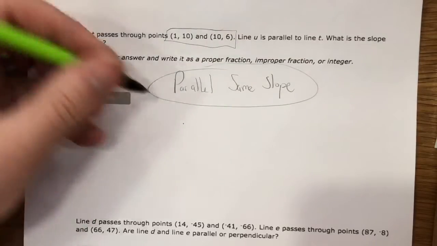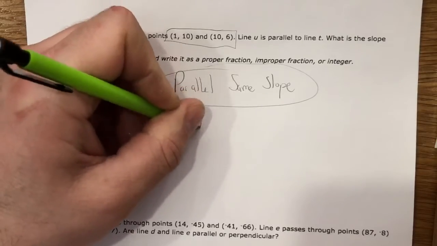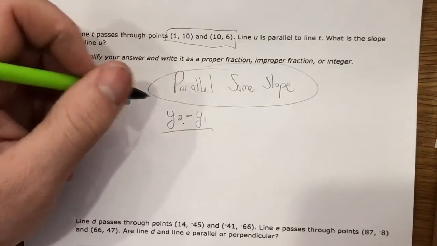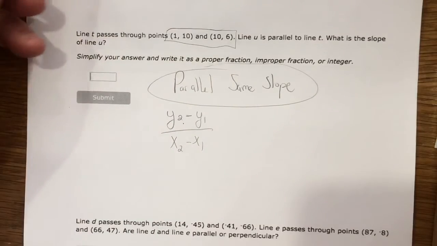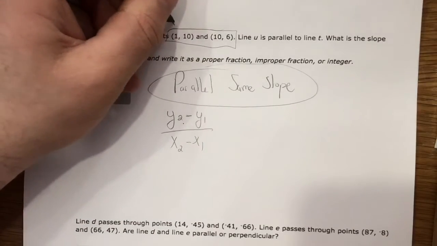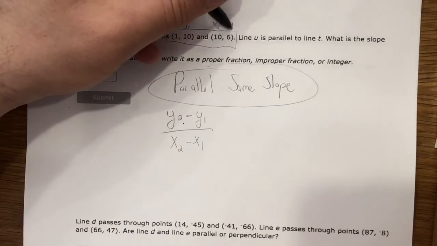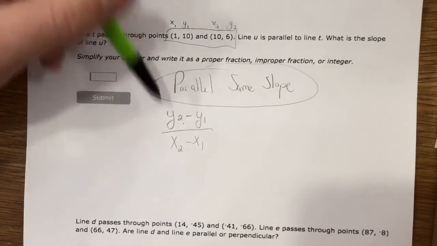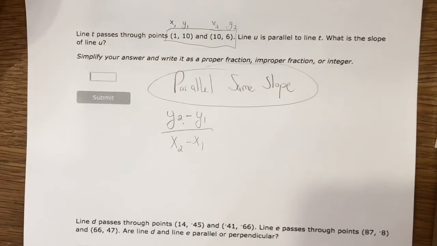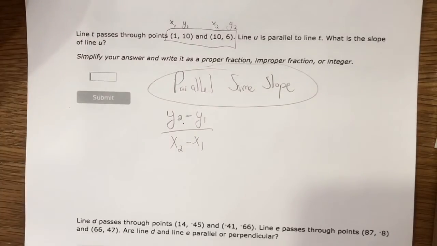When you have 2 points and you want to find the slope, you always use the equation y2 minus y1 over x2 minus x1. Again, for these points, this is x1, y1, and this is x2, y2. You're basically just going to take those 4 numbers and plug them into the appropriate locations down here. That way, if you know this slope, you'll also know the slope of the other line because they're parallel.